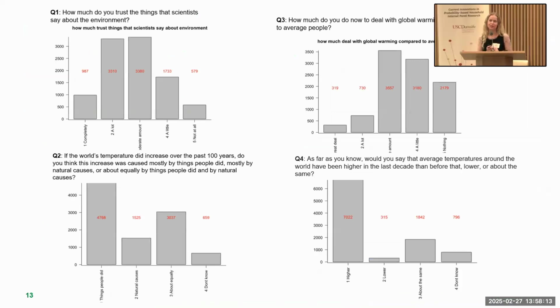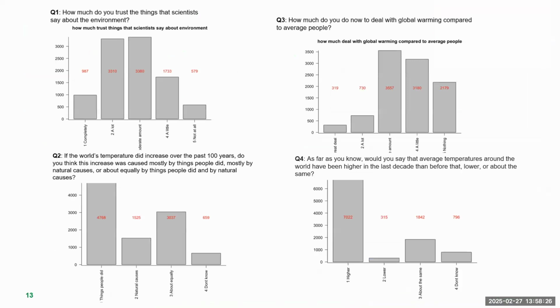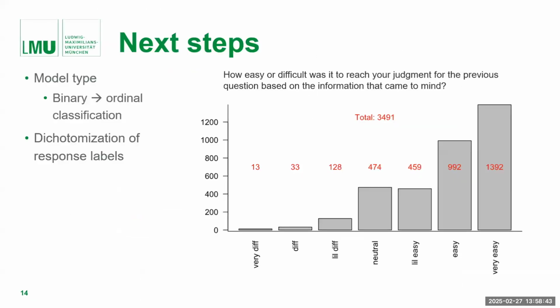And just to show really quickly here, this is not the most interesting, and I'm not sure if you're actually able to see it very well, but interestingly enough, quite a few people actually don't trust the scientists that much about what they have to say about the environment, which is interesting. And equally, we also see that for the world temperatures, it varies quite a lot whether it's the things that people did or it's about equally.